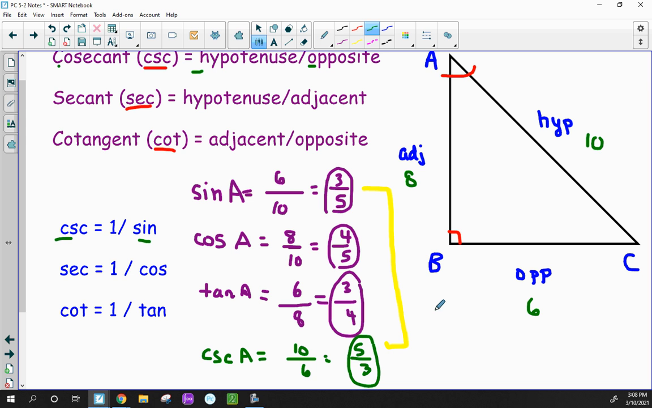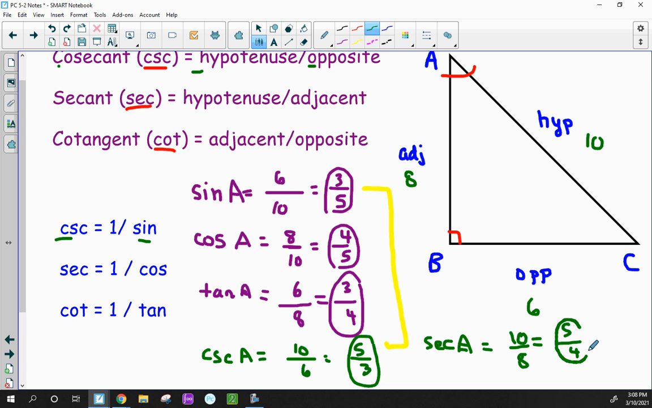Okay, the next one is secant. Secant and cosine are inverses of each other. So we're looking for the secant of A right now. Secant's definition from above is the hypotenuse divided by the adjacent. Hypotenuse is 10. Adjacent is 8. 10 eighths reduces to 5/4.